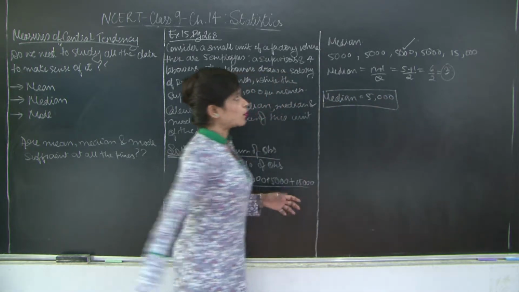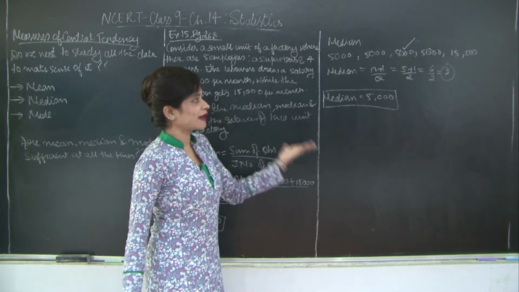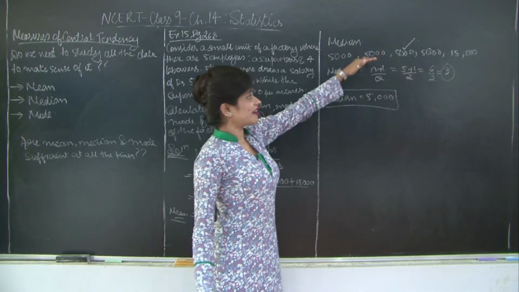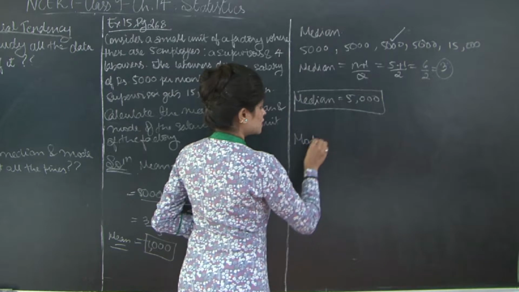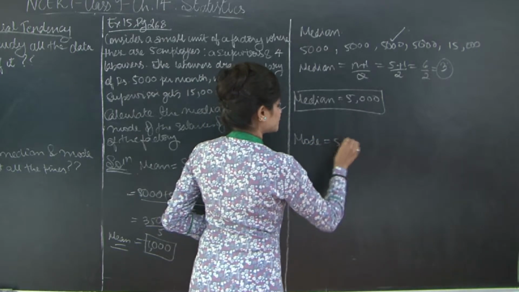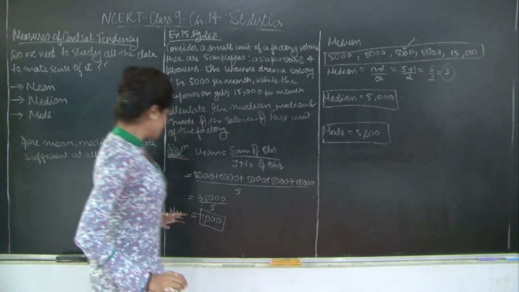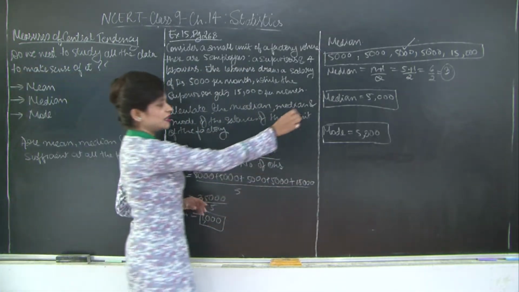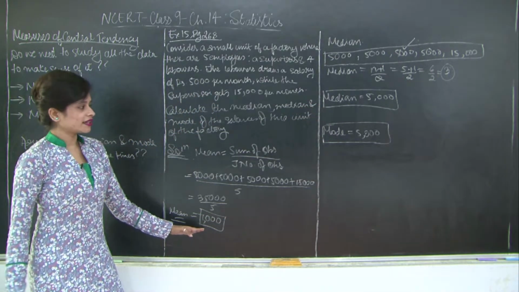Now what about the mode? The mode is the number which is repeated the most often, or the observation with maximum frequency. It's very evident from the data out here that 5,000 is getting repeated the most often. So the mode is 5,000. So now this is the mean, this is the median and the mode. So what do we see? We have the median and mode as 5,000, whereas the mean or the average is 7,000.